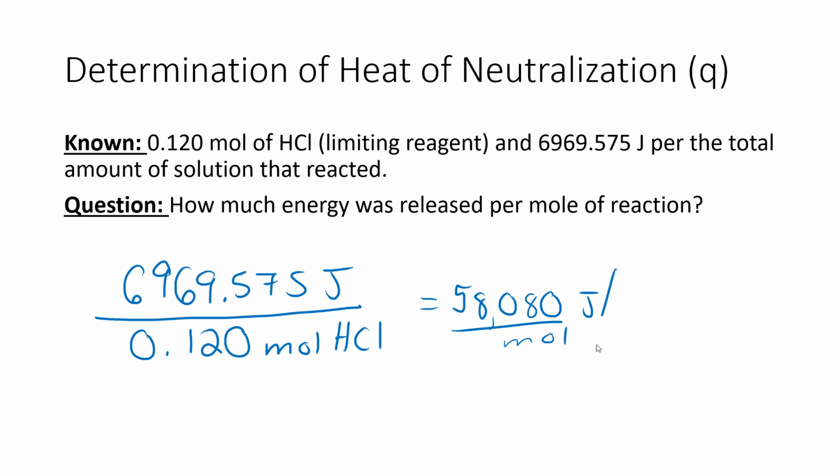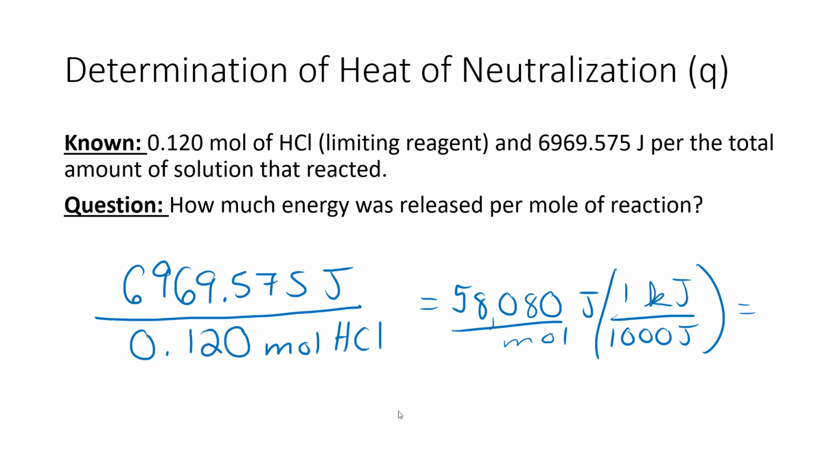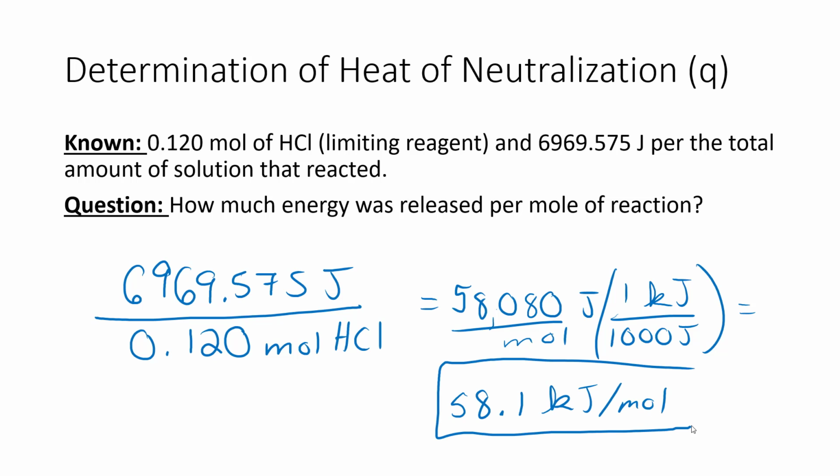Let's go ahead and convert this to kilojoules. There are 1,000 joules in 1 kilojoule. So how much is that? And let's correct for our 3 sig figs here, because is that the right number of sig figs? Yes, we have 3 sig figs right here, 1, 2, 0. So 3 sig figs. Let's correct that. So that would be 58.1 kilojoules per mole, and that is my enthalpy of my reaction, also called my heat of neutralization.